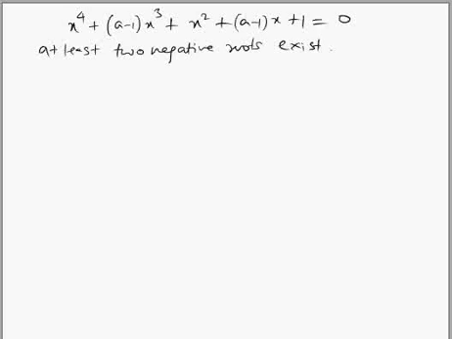Now this is example number 7, an objective-subjective solved example. This equation is given as a degree 4 equation. We have to find all values of a such that this equation has at least two distinct negative roots. We have to make sure of this and find the corresponding values of a.